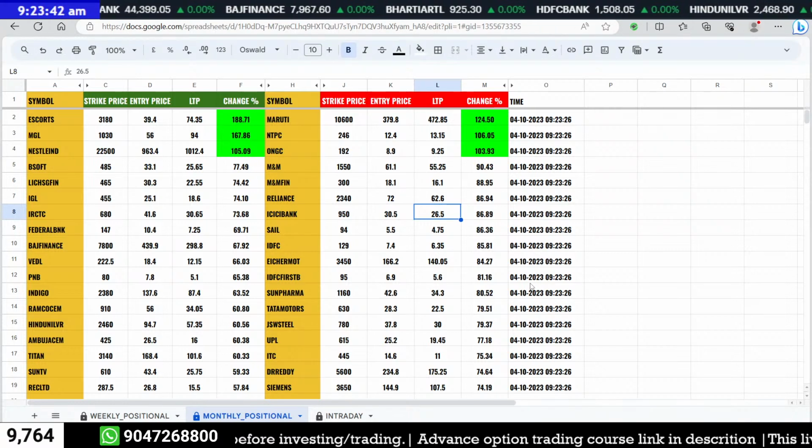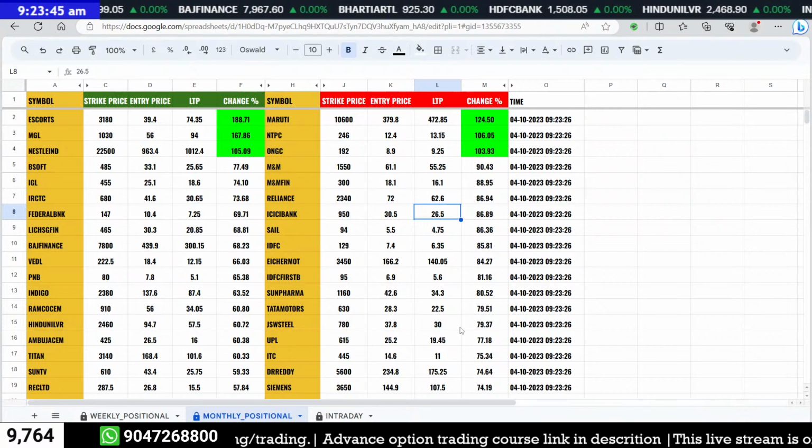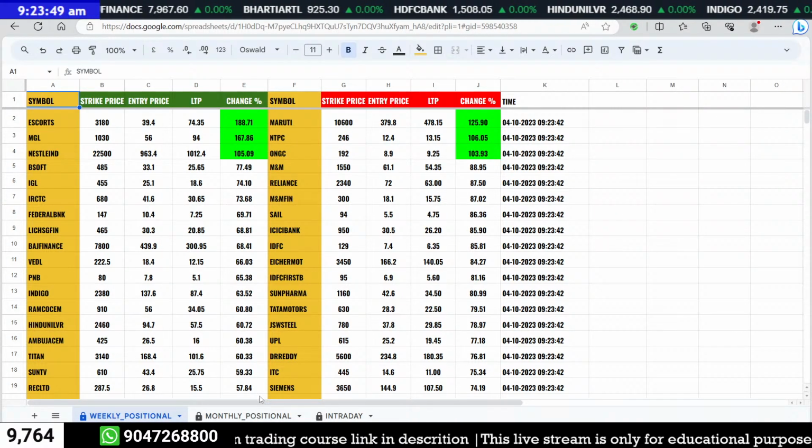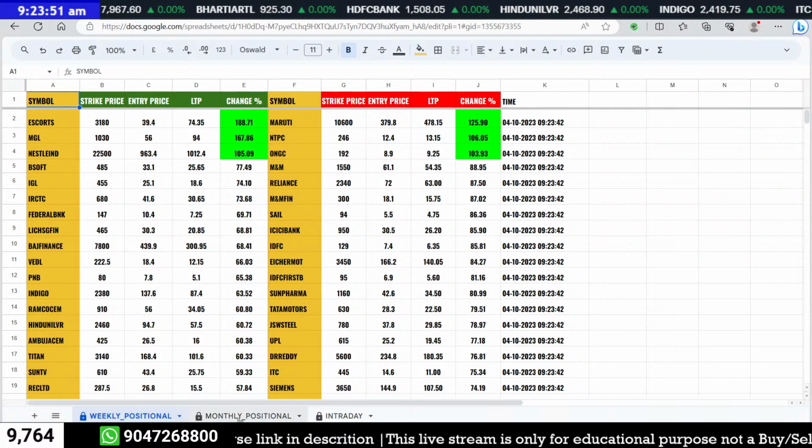What has given you the opportunity for our positional trade? We can plan either a weekly or monthly. Both are the same for the first week. Okay. 13.15 on NTPC.